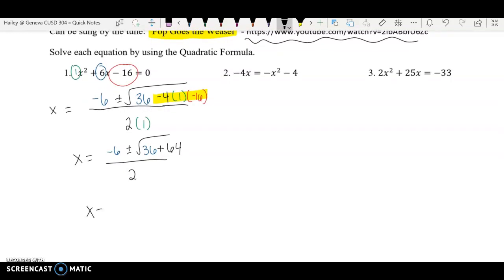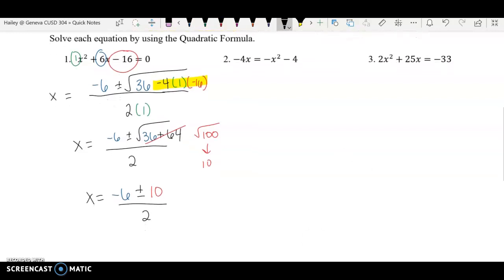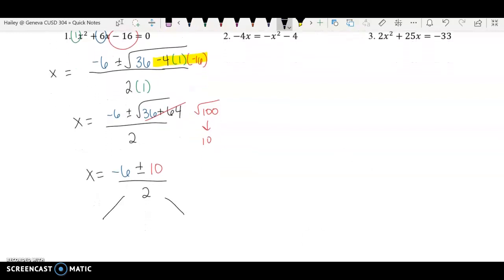Okay, if we keep going, then we would get this to be underneath the square root of 100, which we actually know is 10. So if we start cleaning up the rest of this, you have negative 6 plus or minus 10, and then divided by 2. Now these are actually two separate equations. You think about it as negative 6 plus 10, divided by 2, and negative 6 minus 10, divided by 2. This gives us our two answers. Negative 6 plus 10 is 4. 4 divided by 2 is 2. And then negative 6 minus 10 is negative 16, divided by 2 is negative 8. So those are our two answers.